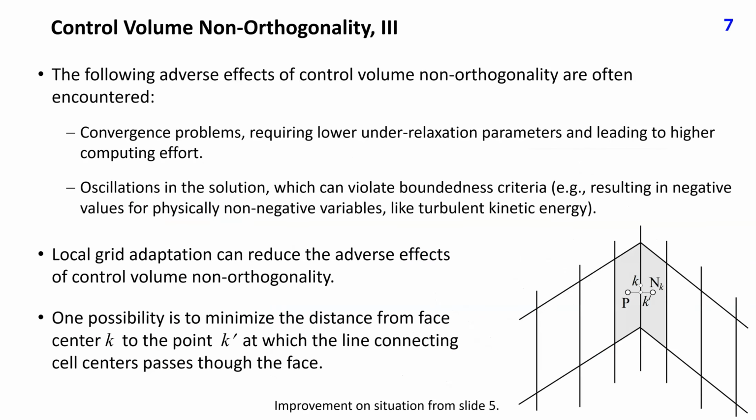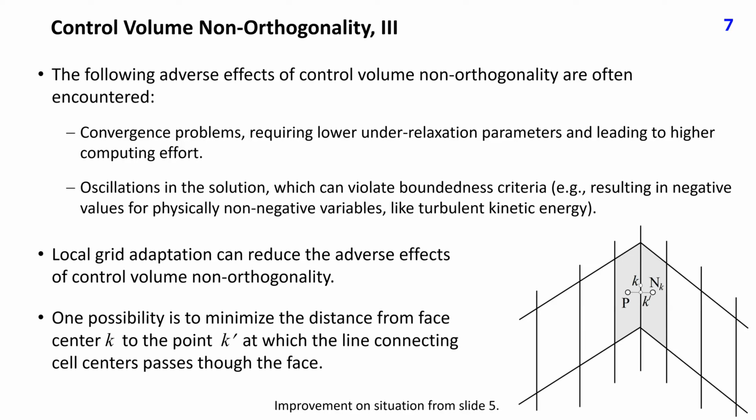Several adverse effects of control volume non-orthogonality may be encountered. One is convergence problems, requiring lower under-relaxation parameters and leading to a higher computing effort. Another possible problem is oscillations in the solution, which can violate boundedness criteria, for example, resulting in negative values of physical and non-negative variables like turbulent kinetic energy. Local grid adaptation can reduce the adverse effects of control volume non-orthogonality.